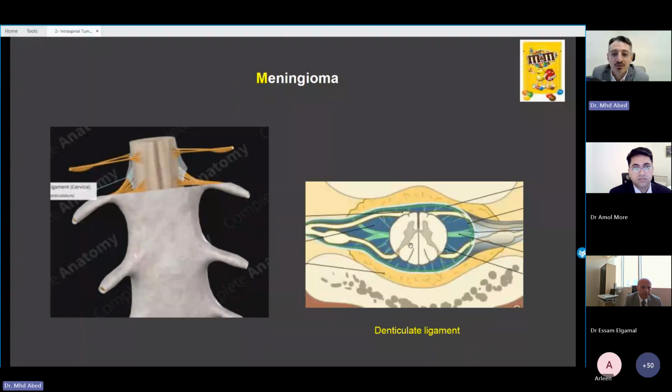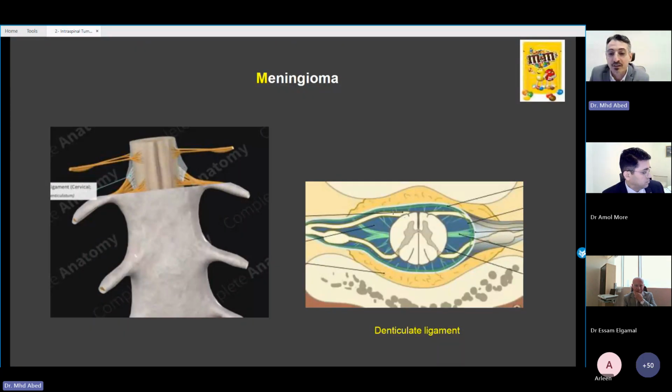Regarding the spinal cord, there's some anatomy. We know that the spinal cord is within the dura. Here we have the dura and we have the spinal cord, which is surrounded by CSF. But if it's surrounded by CSF, how is the spinal cord itself fixed within the dura? Why is it not moving? Why is it so fixed and stable?